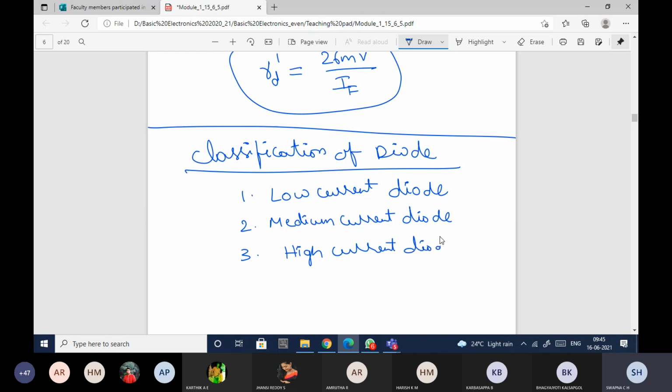As the name itself tells us, low current diode means its IF maximum will be less. Generally it will be in the order of a few milliamperes. And its length. So this is what we'll be generally using in our labs.